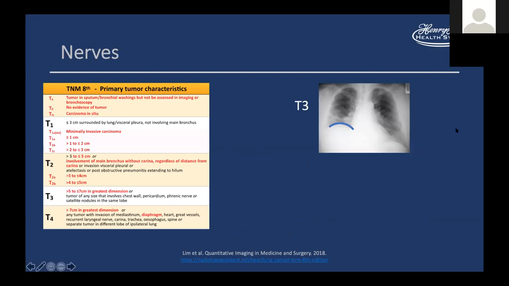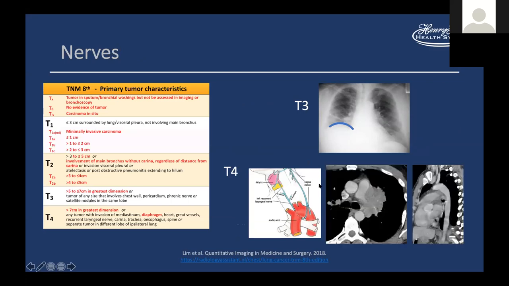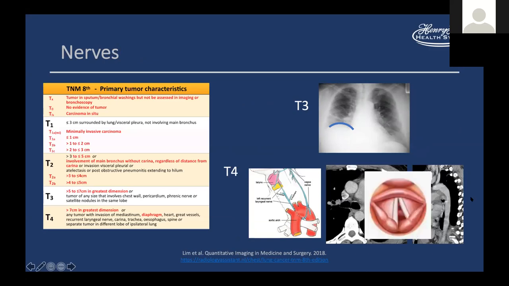How about nerve involvement? So if you have phrenic nerve involvement, which can be seen in patients who have unilateral elevated hemidiaphragm, that's considered T3. And then if you have recurrent laryngeal nerve involvement, that's considered T4. So as we all know, recall from anatomy, the recurrent laryngeal nerve on the left side often comes under the arch of the aorta. And when you have cancers that invade the mediastinum, as you can see here, this is under the aortic arch, and you can see over here under the aortic arch, they can affect the recurrent laryngeal, and these patients can present with hoarseness and vocal cord dysfunction, paralysis.